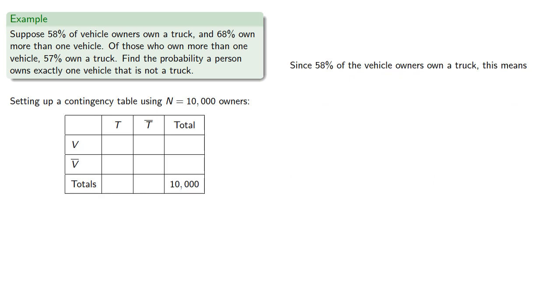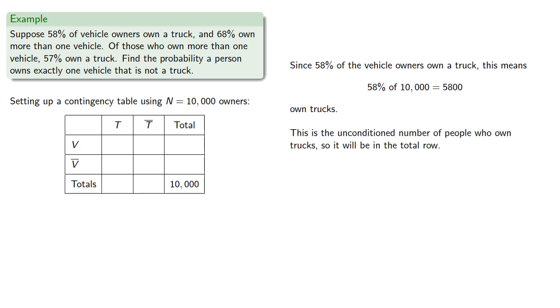Now, since 58% of the vehicle owners own a truck, this means that 58% of our 10,000, or 5,800, own trucks. And this is the unconditioned number of people who own trucks, so this amount will be in the total row. The remaining 4,200 people don't own trucks.